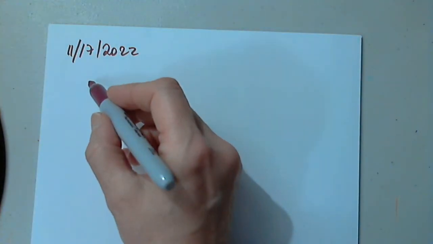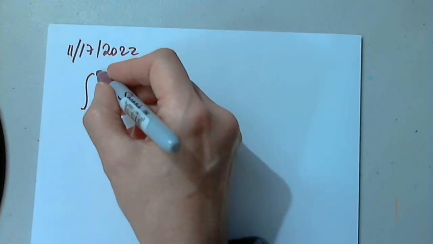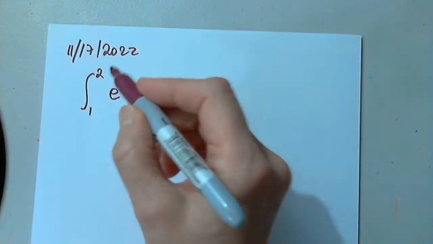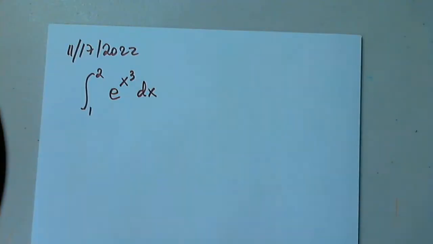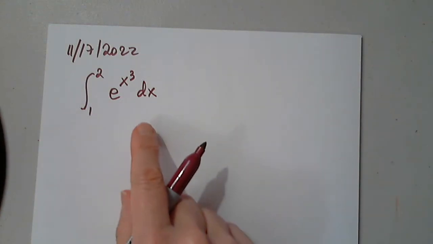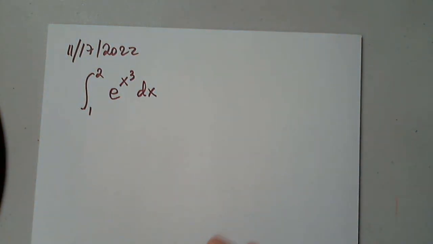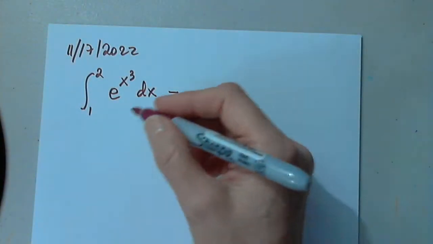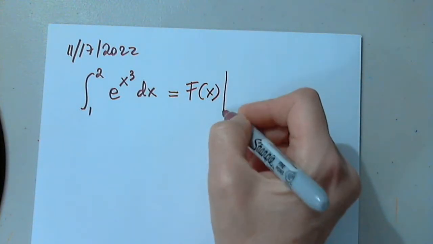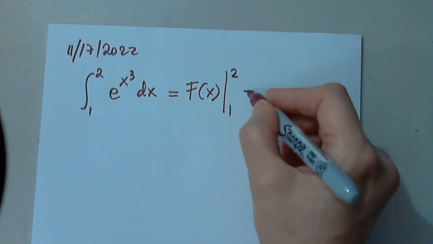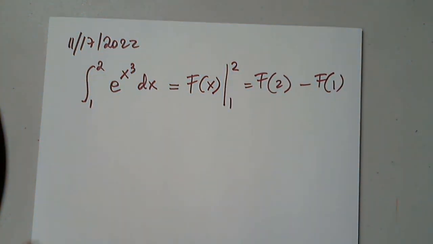Good. So here's a question. The integral from, let's say, 1 to 2 of e raised to x to the third dx. I'm just curious, and we're going to plug this into the graphing calculator in a minute. To determine this, I have to find the antiderivative and then evaluate it from 1 to 2: the antiderivative at 2 minus the antiderivative at 1.